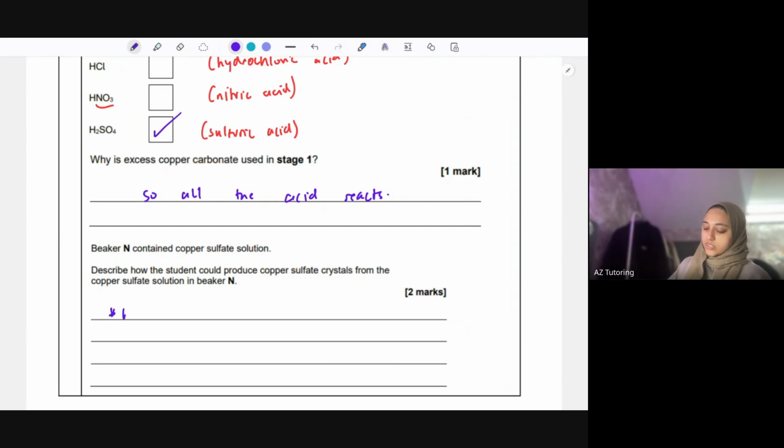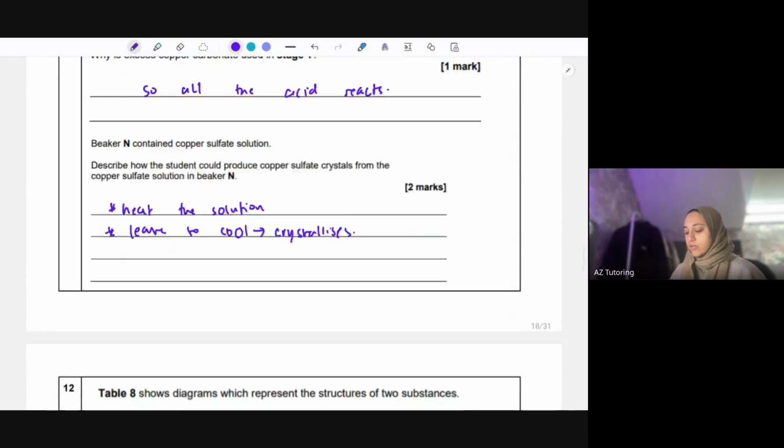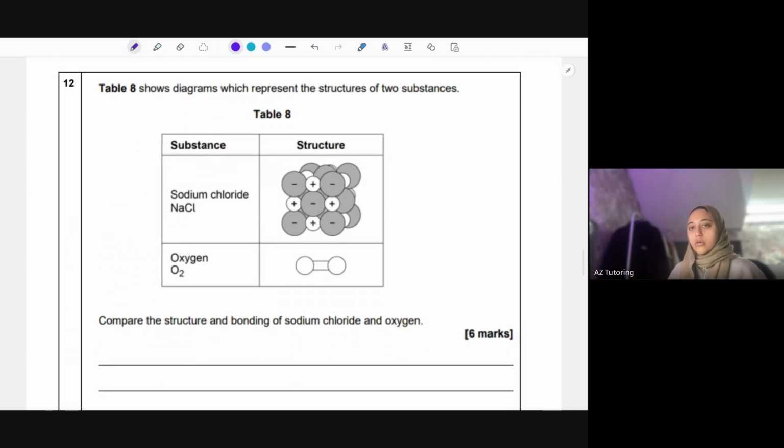So with crystallization, you heat the solution, exactly the same as the question we answered above. The reason why we're heating the solution is because you want to remove some of the water from the solution. And then once you've done that, you're leaving it to cool so it crystallizes. Okay, that's 2 marks.